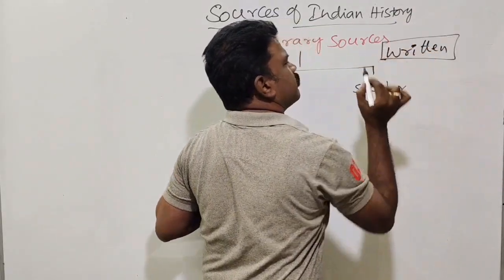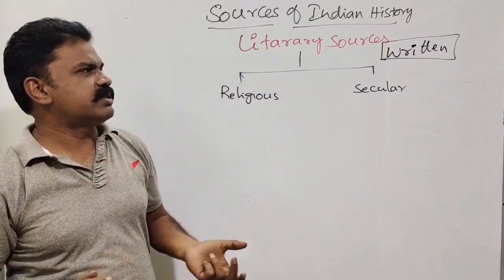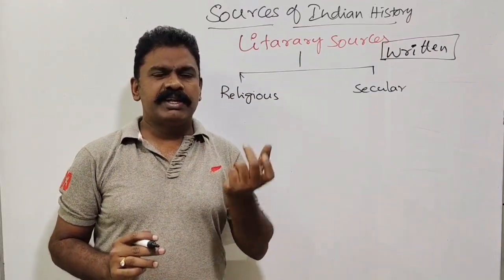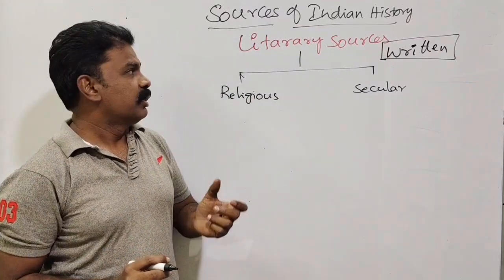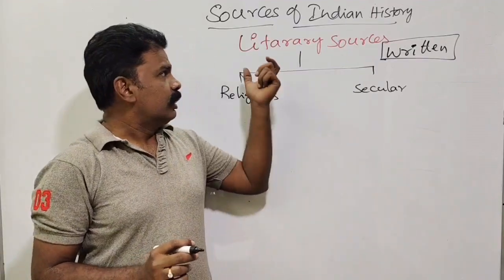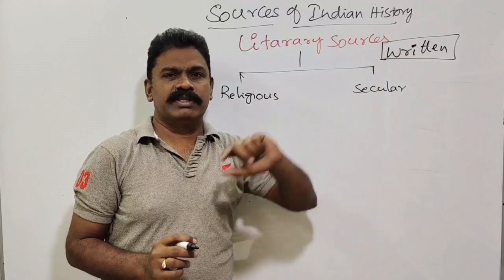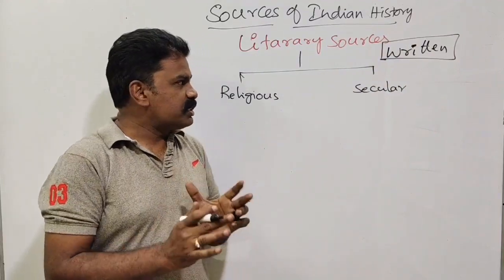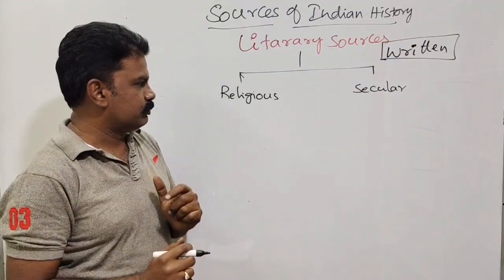Earlier we discussed monuments, material evidences. Archaeological sources are the material evidences. Literary sources are written evidences. How are these written evidences used?